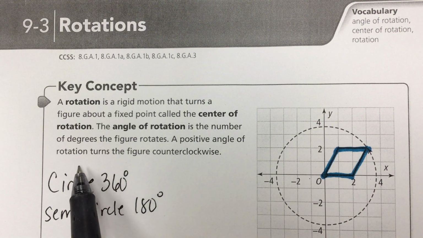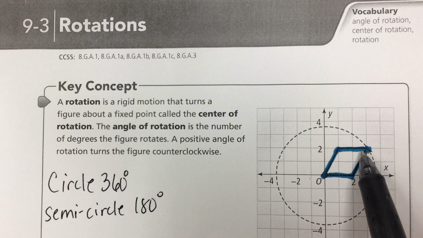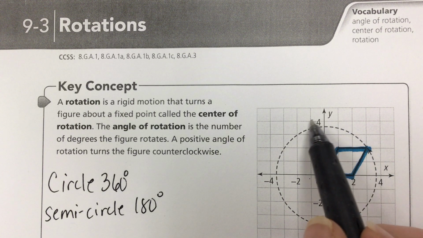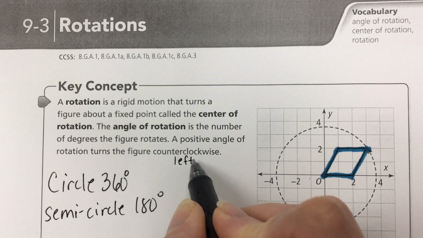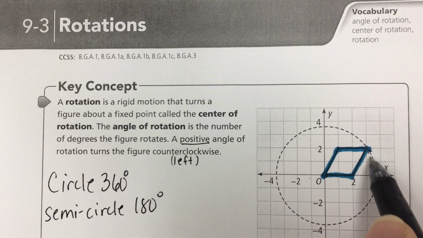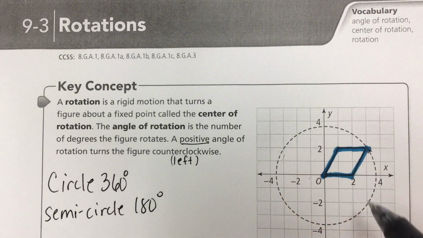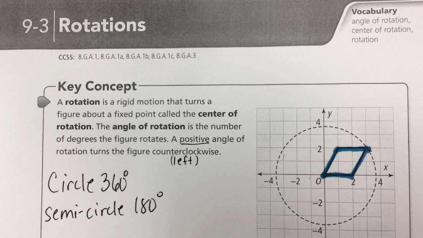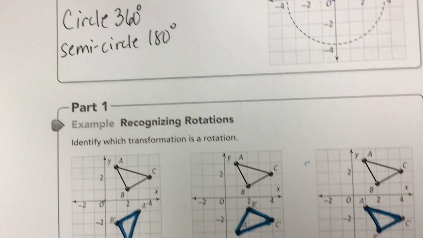A positive angle of rotation turns the figure counterclockwise. So think of what counterclockwise is. Think of your clock. Counterclockwise means it goes to the left. So going to the left is counterclockwise, and you would have a positive angle if you go counterclockwise. If you go to the right, like a normal clock hand would, that's clockwise, and that would be a negative angle. Okay, all right. So let's look at part 1.